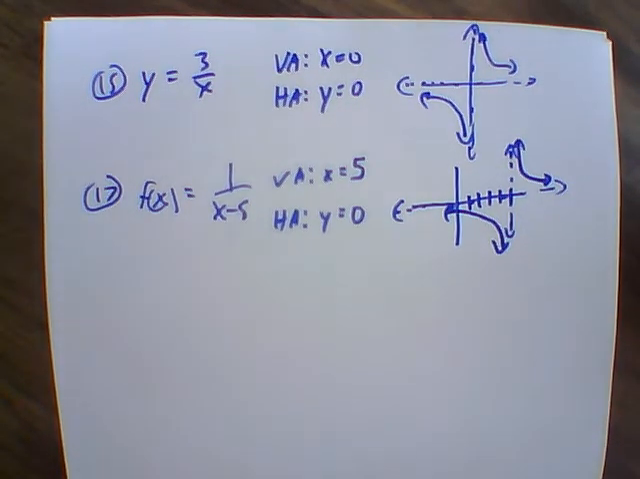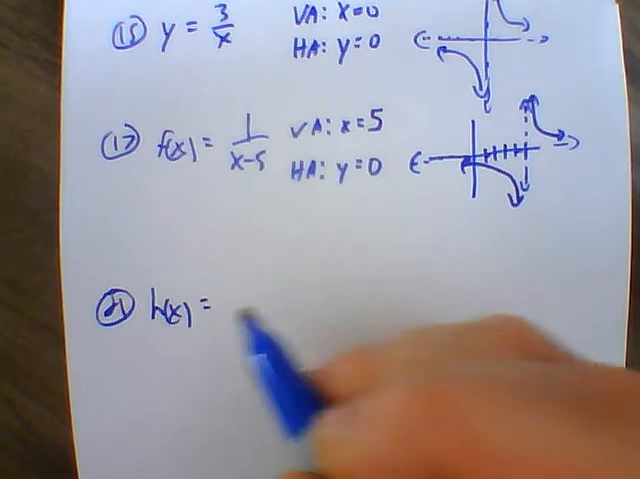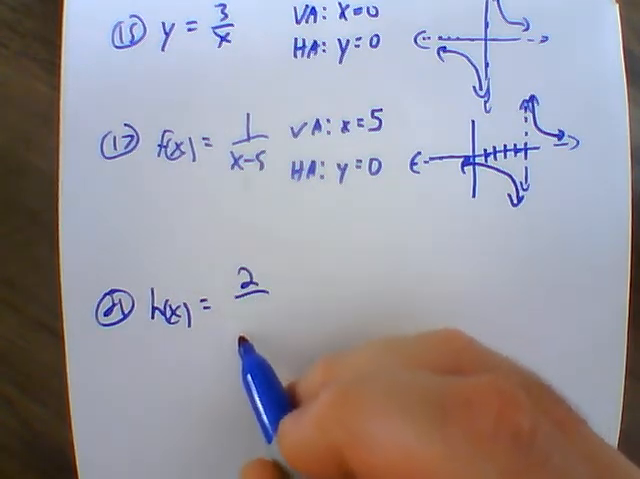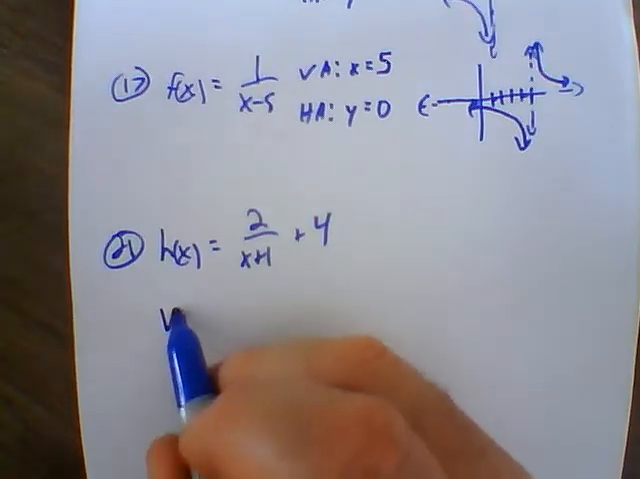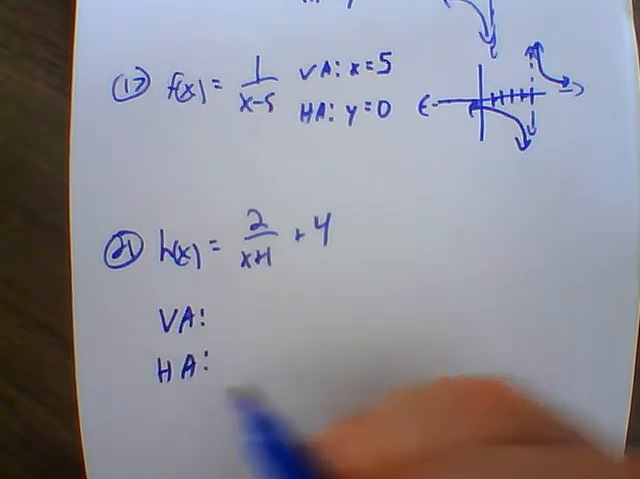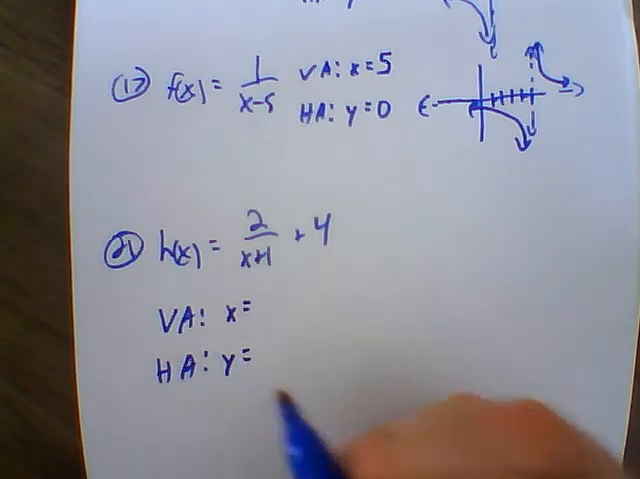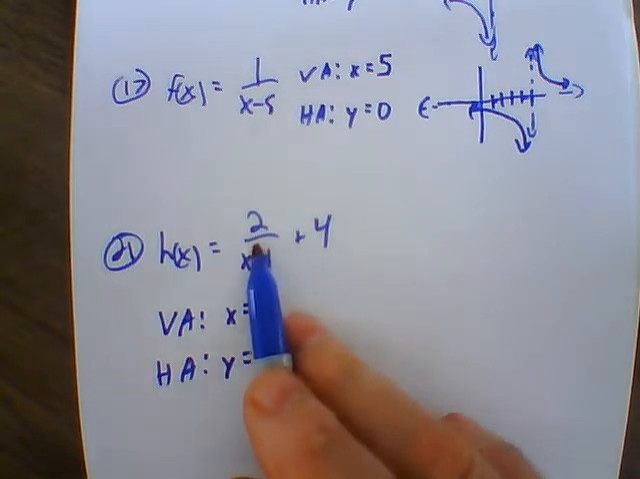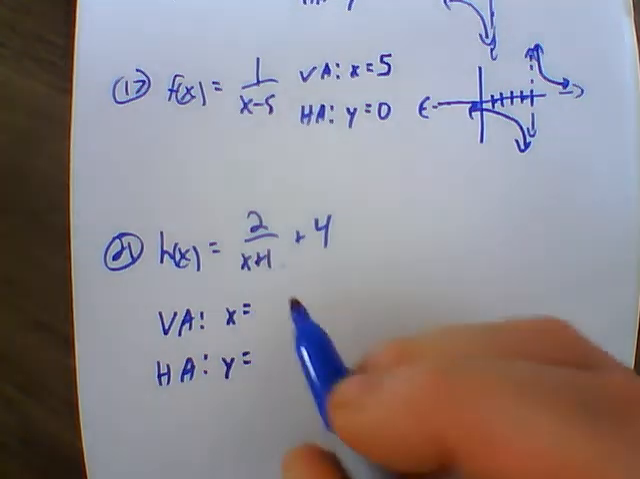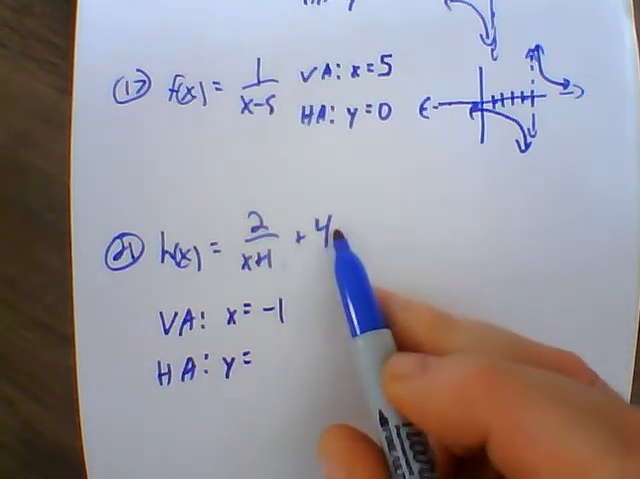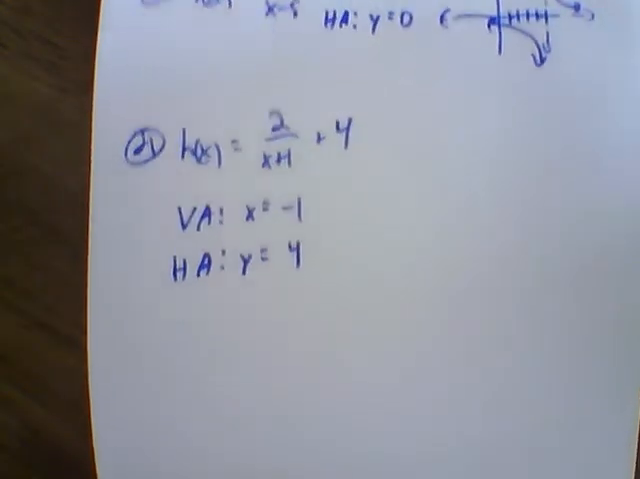Looking then at 21. 21 kind of ties everything together here. 21 says h of x equals 2 over x plus 1, plus 4. So now we have our vertical asymptote and our horizontal asymptote. Vertical asymptote x equals, horizontal asymptote y equals. We come here, and that vertical asymptote is what we can't have for x down here, or basically the opposite of this value. So we see -1. And the horizontal asymptote is what this value is over here. So it's 4.